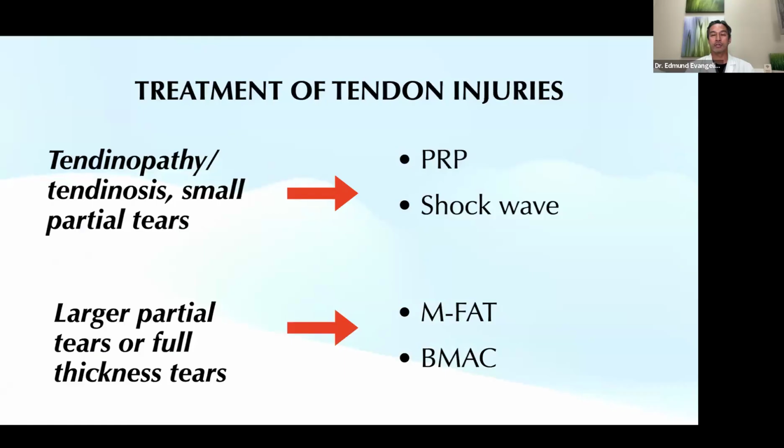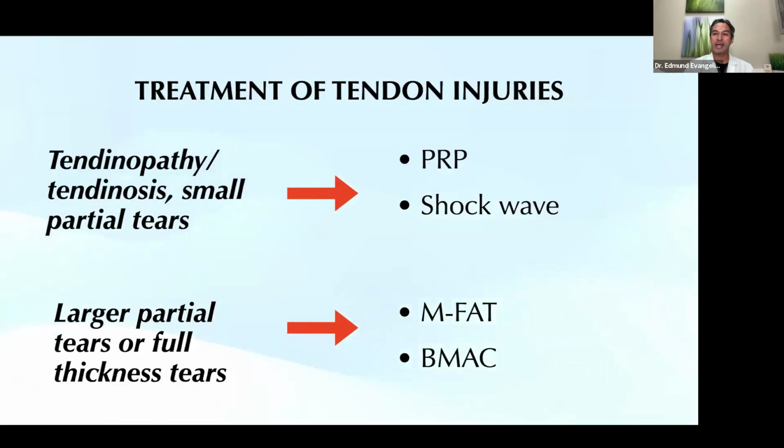This is the approach that we typically use in our clinic for your tendinopathies or smaller partial tears. We like to use PRP and or shockwave. These treatments are very effective for treating these type of tendon injuries where the tear is not that significant. However, when we're dealing with a more significant tendon injury with our larger partial tears or full thickness tears, we typically like to use something stronger to stimulate that healing effect.